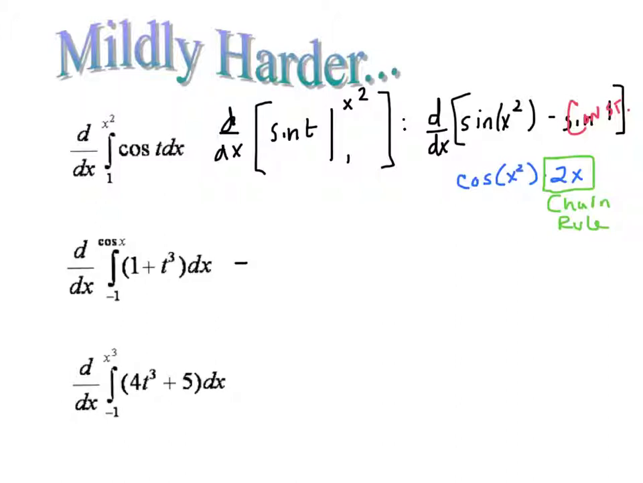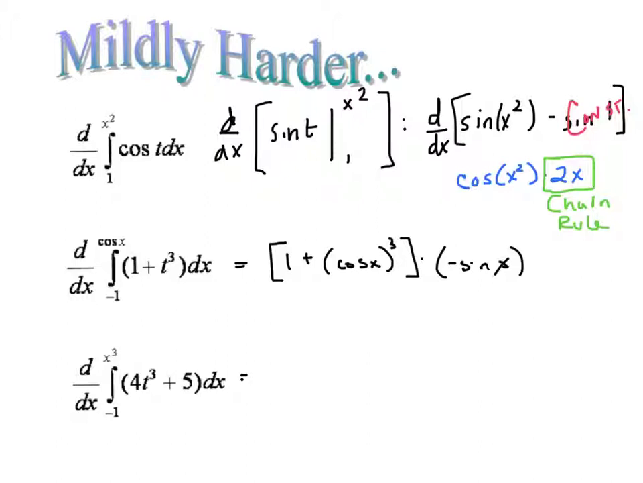Instead of before, where we just said, well, I'll just replace the t with an x, now we replace the t with that bound, so cosine of x cubed. But then we have to multiply by the derivative of that bound because of chain rule. So derivative of cosine is negative sine. And that's it. So it's a little bit more work, but not terrible.